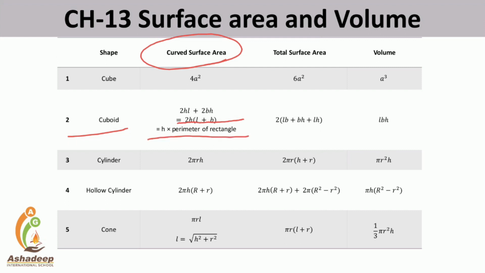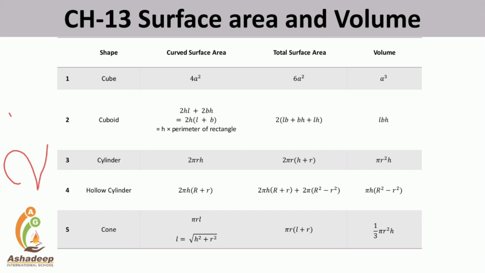So it's h into the perimeter of the rectangle. Why perimeter of rectangle? Because 2 in bracket l plus b is nothing but the perimeter of the rectangle. That's why we take h as a side, so it's h times the perimeter of the rectangle, right? And what is the total surface area? 2lb plus 2bh plus 2lh. And what is the volume?